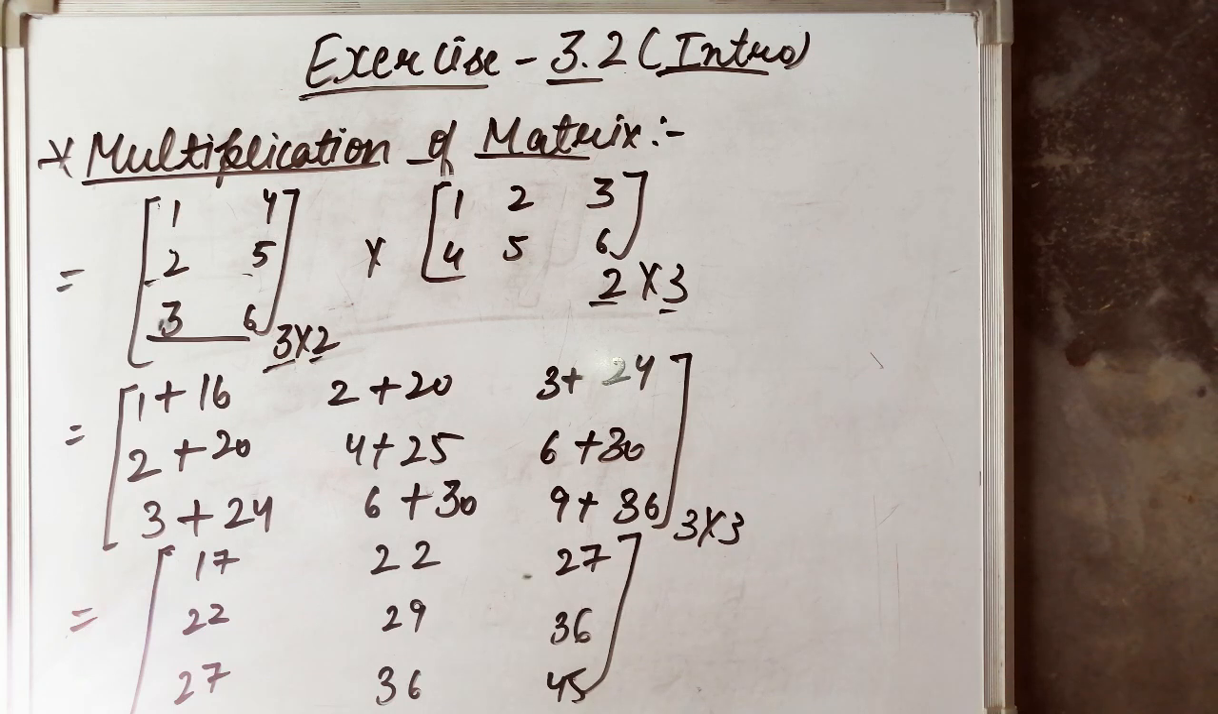And apart from that, there are properties of multiplication of matrices which you can read on the 76th page of the NCERT mathematics book of class 12th. You can read the properties of multiplication of matrices yourself. And students, if you have doubts in the examples of this exercise 3.2, we will take a doubt session at the end of this chapter.